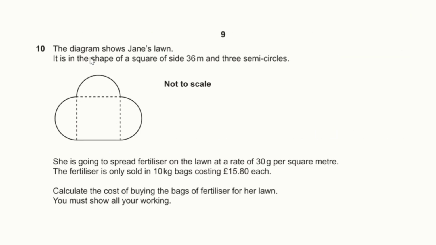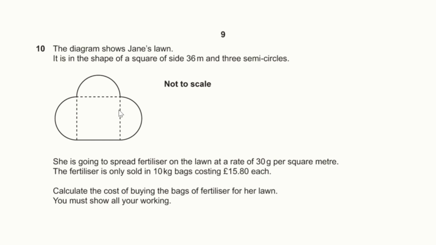Question number 10. The diagram shows Jane's lawn. It's in the shape of a square of side 36 meters and 3 semicircles. She's going to spread fertilizer on the lawn at a rate of 30 grams per square meter. The fertilizer is only sold in 10 kilogram bags, costing £15.80 each. You have to calculate the cost of buying the bags of fertilizer for her lawn. You must show all your working.